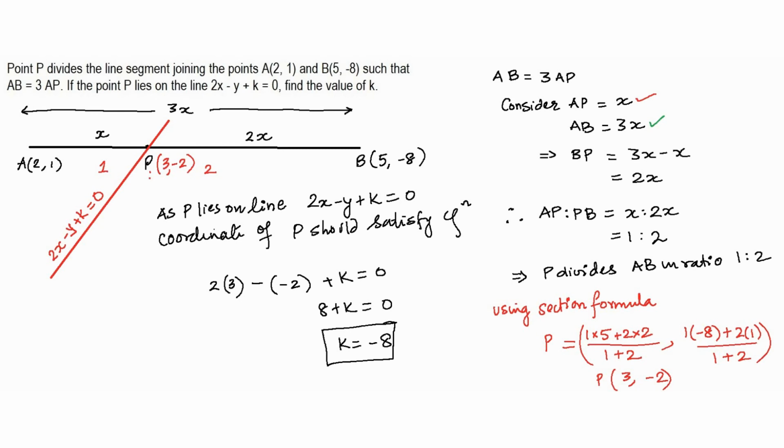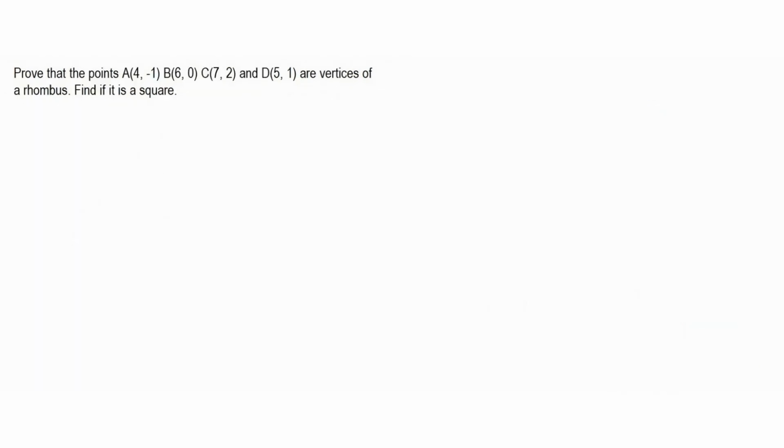Moving on to the next question. Prove that these points are the vertices of a rhombus. So how can I find whether these are the vertices of a rhombus? Of course, I can use the distance formula to find all the four distances. So I have been given a quadrilateral which is ABCD. Let me find all the distances.